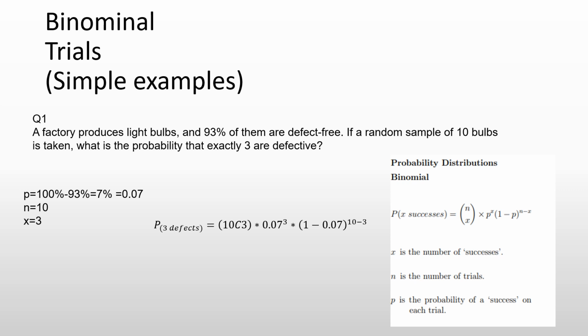Then to continue with the formula, the next thing is P to the power of X. Whatever I called P, I put in 0.07 to the power of X. X is the number of successes, so I put X is 3. Then times 1 minus P, 1 minus 0.07, to the power of N minus X, 10 minus 3. Then I just use equals in the calculator, I get 0.025, and I'm done, right?